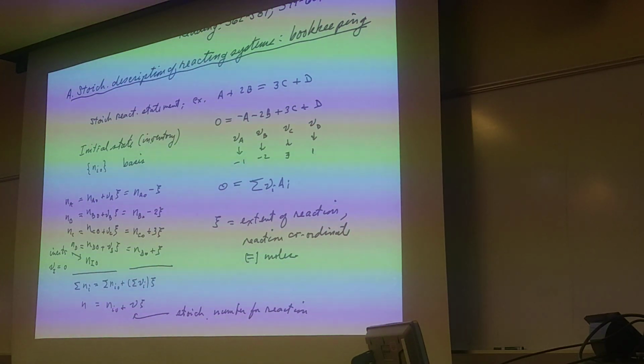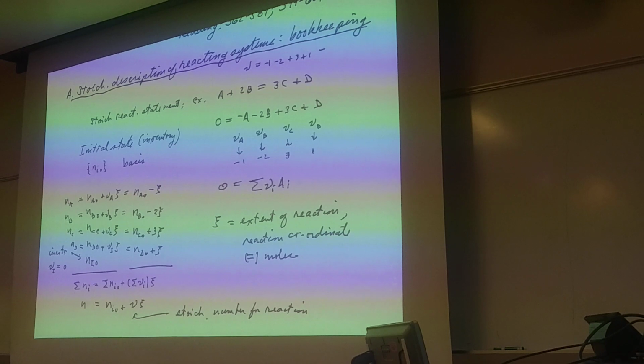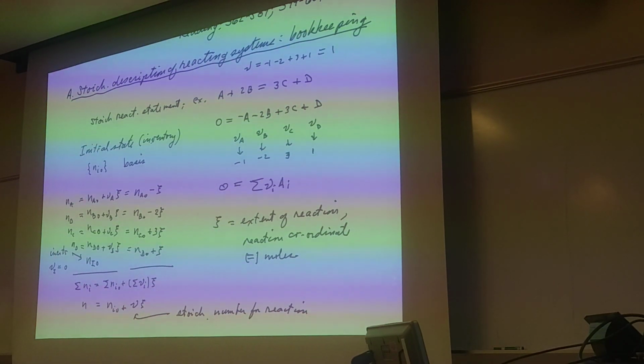And we can say in words what that is. That's the change in number of moles per mole of reaction. So we could work it out for this particular reaction. Let's just do it here. Nu would be equal to -1 minus 2 plus 3 plus 1 equals 1. So that would be the stoichiometric number for this particular reaction that I've written down as an example.